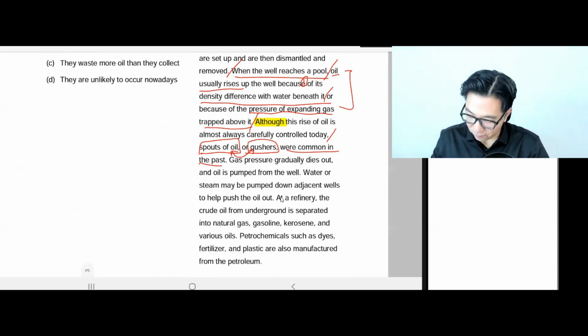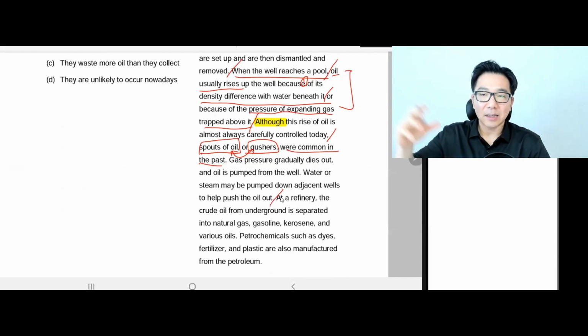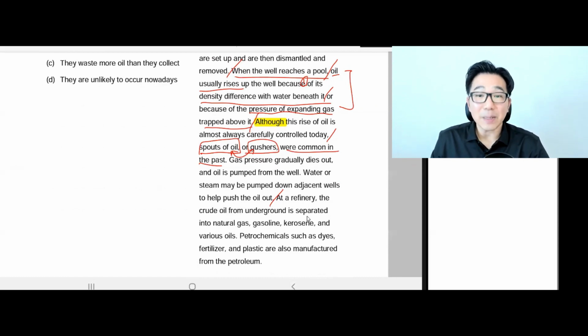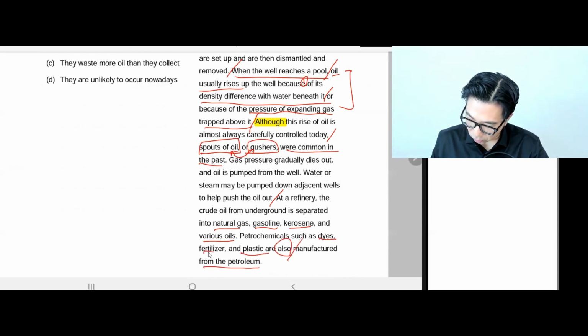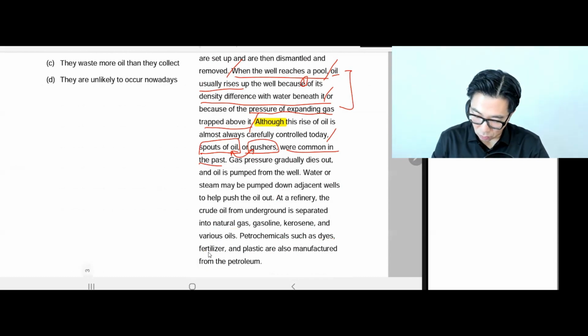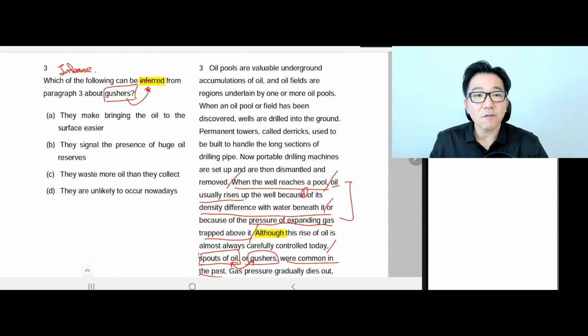Okay. At a refinery, they would refine it, wouldn't they? Like gasoline and so on, right? At a refinery, the crude oil from underground is separated into different types: natural gas, gasoline, kerosene, and different types of oils. Okay, petrochemicals such as dyes, fertilizer, and plastics are also manufactured from the petroleum. All right, so we just need to solve this question 3 first and foremost.